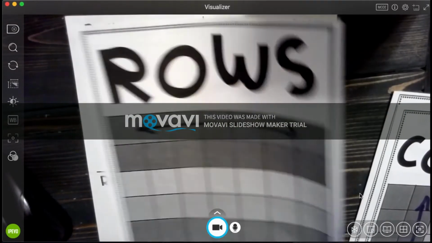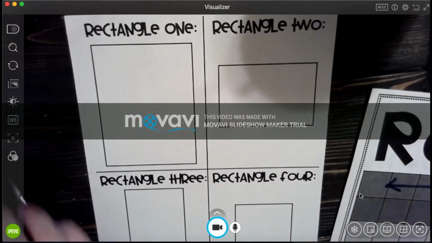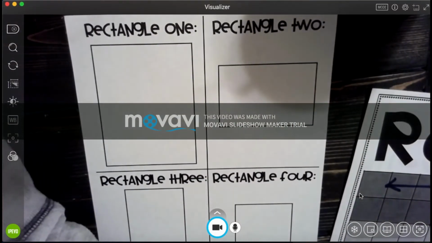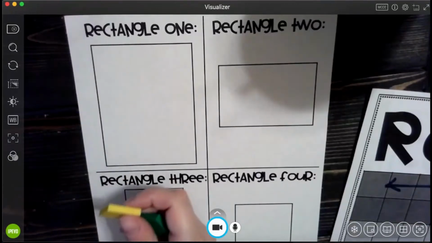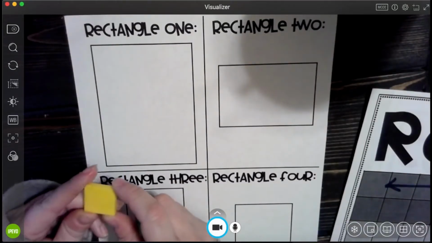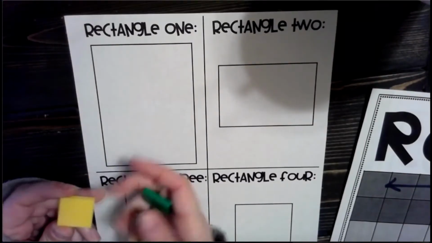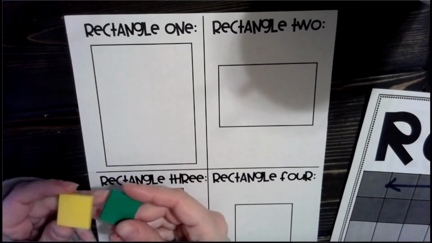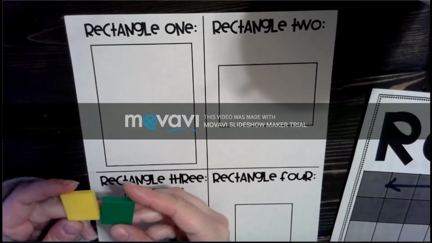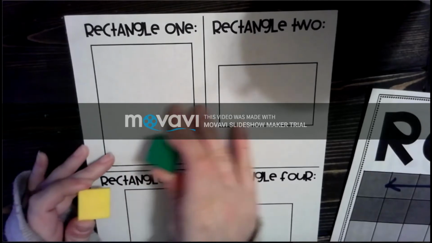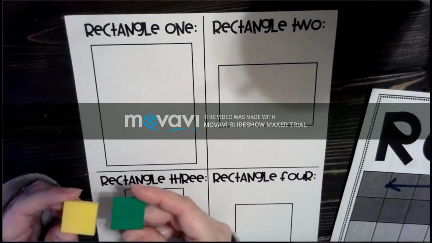So when we measure area, normally when we would be in the classroom, we would use some square tiles. For second grade measurement and area, we're just going to be using square units to measure with. Today I'm going to measure these rectangles with some square tile units.